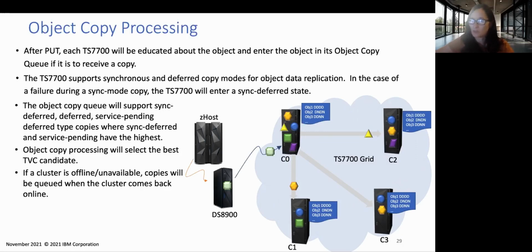Again, this is very similar if you used synchronous copies in 7700 before, so this will be familiar. We'll enter a sync deferred mode, and the system will be considered, quote unquote, degraded. It just means that we understand that we have only one copy of the synchronous copy. Those copies that are sync deferred are prioritized over all other copies so that we can get those copies done first.